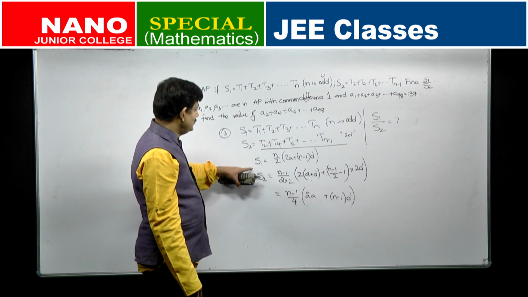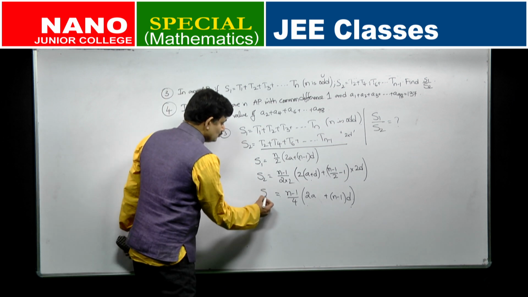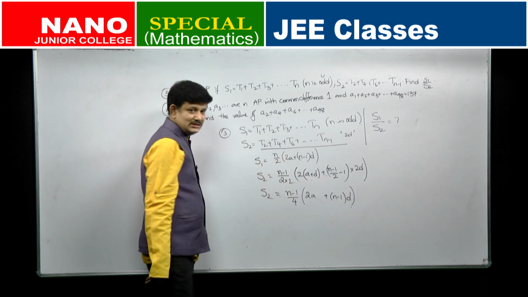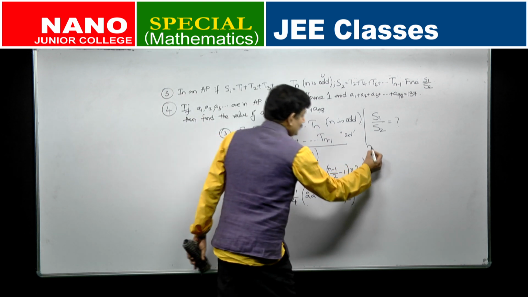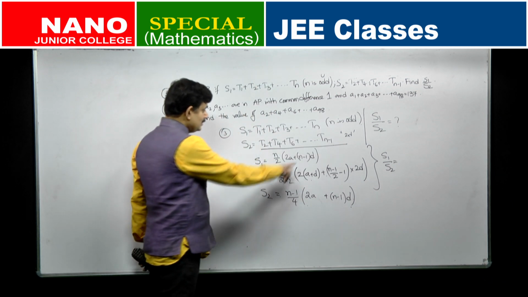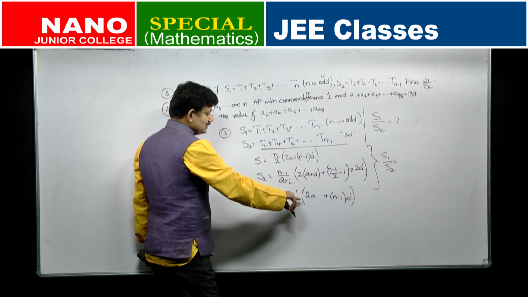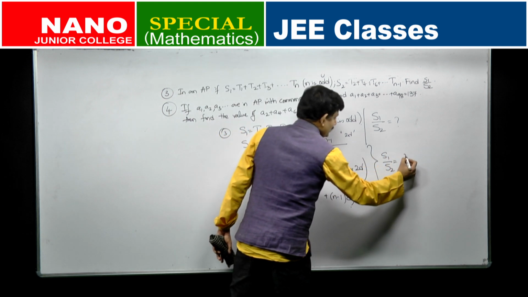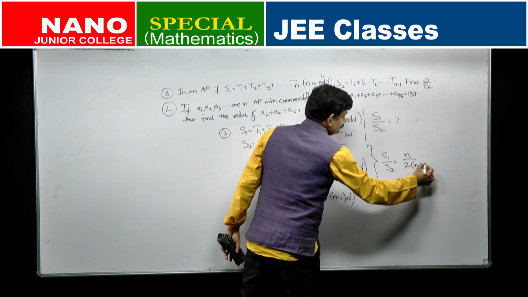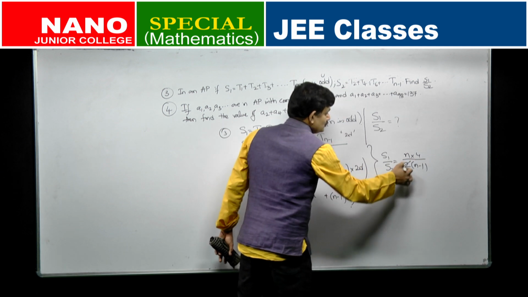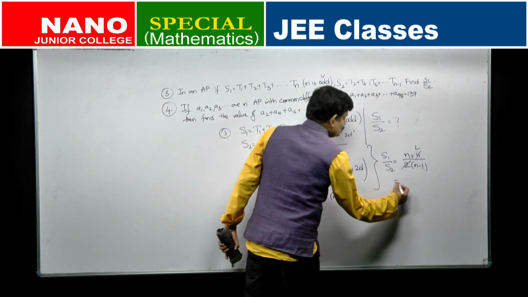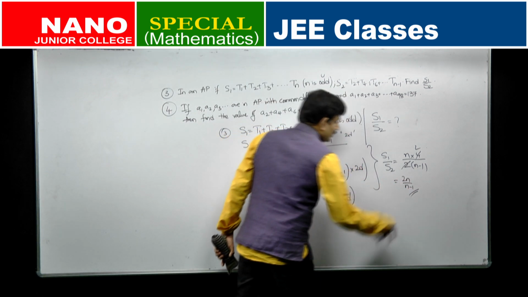Okay. So, what do I want? S1 by S2. Now, can you see this 2a plus n minus 1 d, 2a plus n minus 1 d is getting cancelled. So, from here what do you get? S1 by S2 is equal to, 2a plus n minus 1 d cancels with 2a plus n minus 1 d. You have n by 2 divided by n minus 1 by 4. 2 gets cancelled 2 times. So, what will be your answer? 2n by n minus 1. Your answer will be 2n by n minus 1.